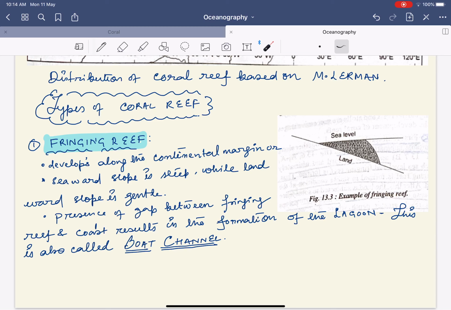Now, let's come to the types of coral reefs.